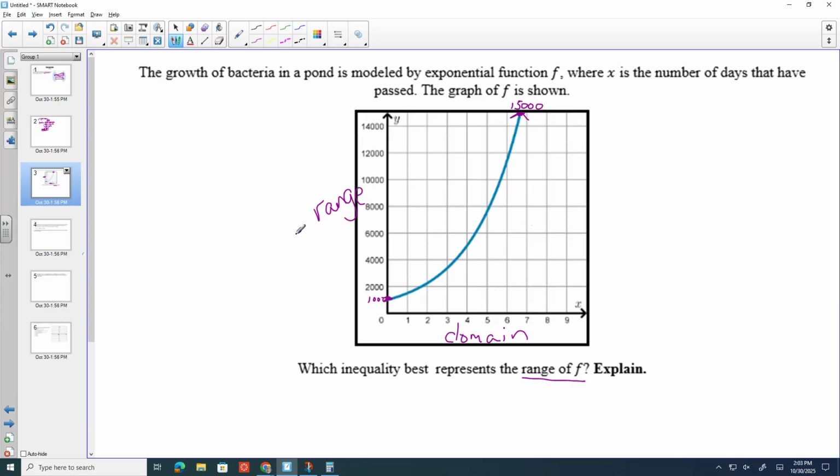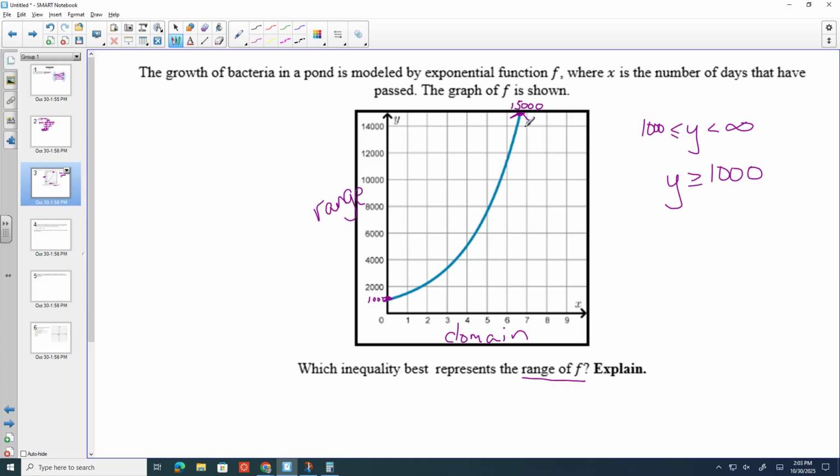If you assume the graph continues, then we could just say that the range is 1,000 to infinity. If you wanted to write that with a two-sided inequality, you could say y values are greater than or equal to 1,000, going up to infinity. Or you could just simply say that y is greater than or equal to 1,000. Either of those would be acceptable notations to say that the range is everything 1,000 and higher.